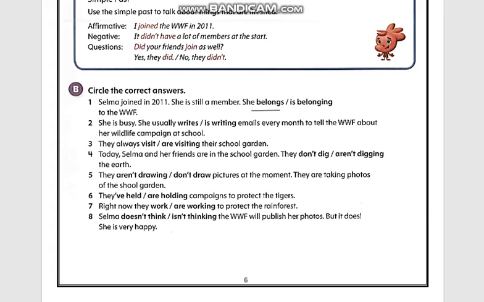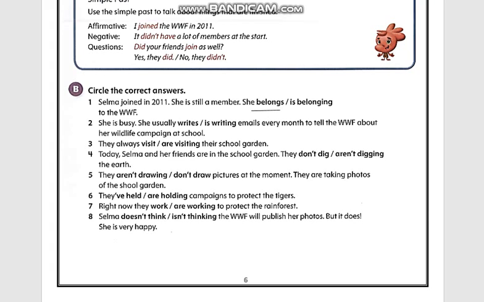Number 5. They aren't drawing or don't draw pictures at the moment. They are taking photos of the school garden. At the moment is one of the keywords for the present continuous tense. So the correct answer is aren't drawing. Number 6. They've held or are holding campaigns to protect the tigers. They are holding campaigns to protect the tigers.